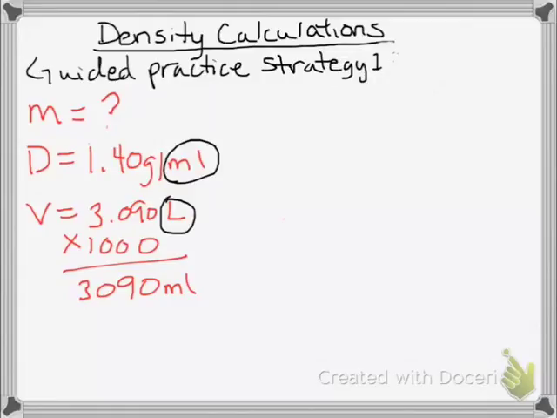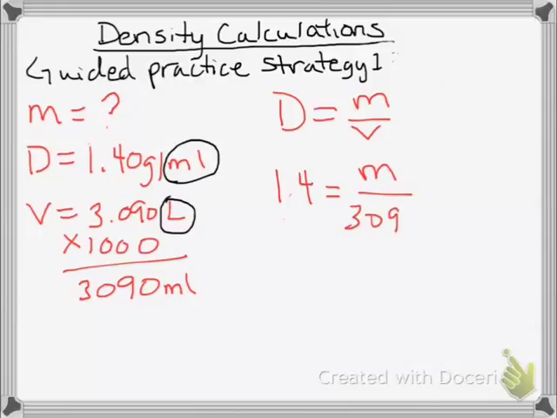Okay? My density formula is still the same. D equals M over V. Okay? Plug in the numbers I know. Density is 1.4. I don't know my mass, so I'm going to leave an M as a placeholder and plug in my volume. Okay? We are simply going to solve this algebraically for strategy 1.